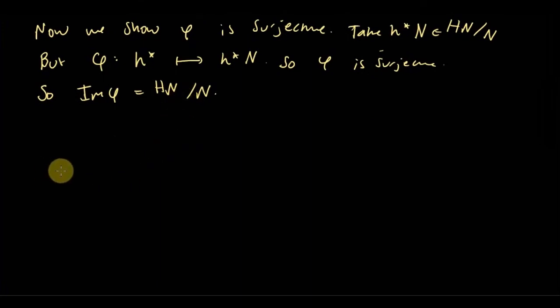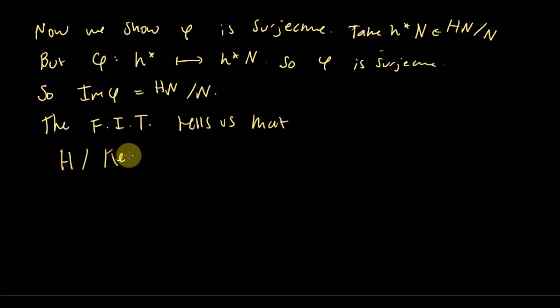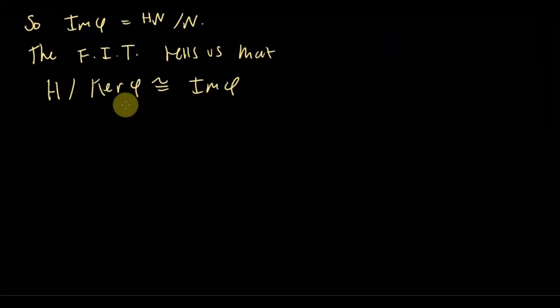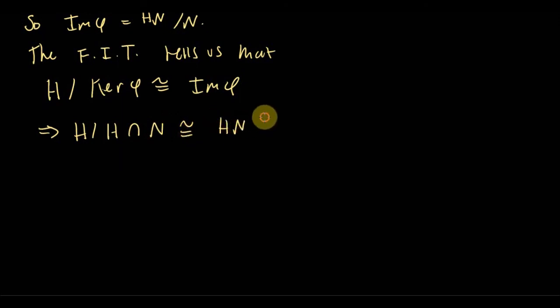But now, by the first isomorphism theorem, let's write it down. The first isomorphism theorem tells us, in our case, that H modulo the kernel of phi is isomorphic to the image of phi. From before, we had that the kernel of phi equals H intersect N, and we just showed that the image of phi is Hn mod n. So we have that H modulo H intersect N is isomorphic to Hn modulo N.